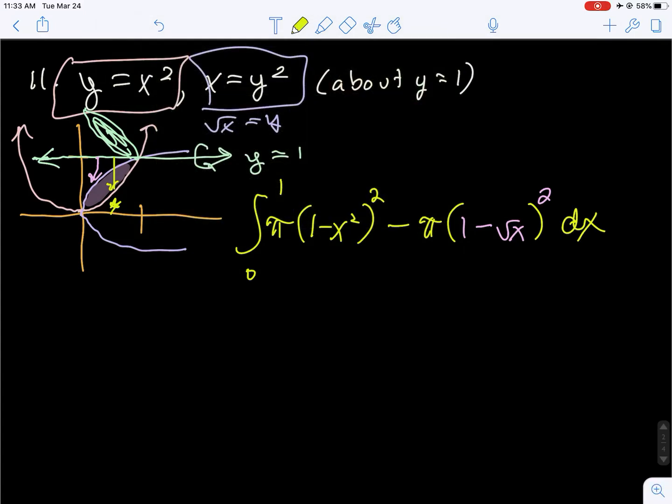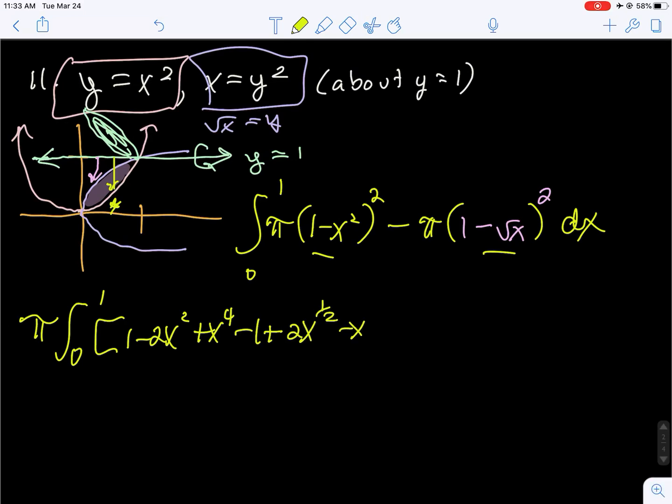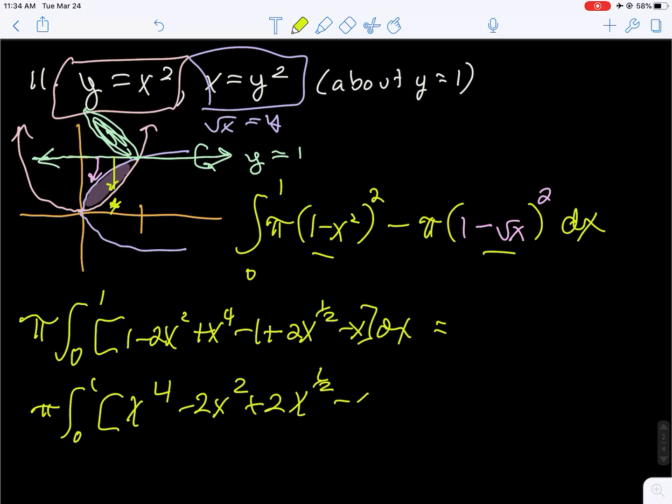Okay, so now we've got it set up. Now, you physically want to actually square that out. Let me show you what I got. I got 1 minus 2x squared plus x to the 4th, minus 1 plus 2x to the 1/2 minus x. Now, I'm going to combine like terms and put it in descending order just so it'll make my brain a little happy. We get x to the 4th minus 2x squared plus 2x to the 1/2 minus x.